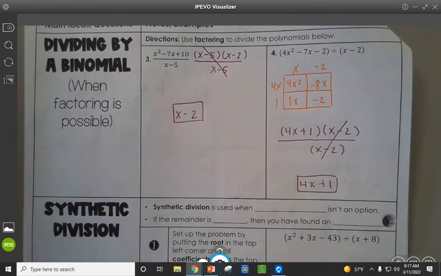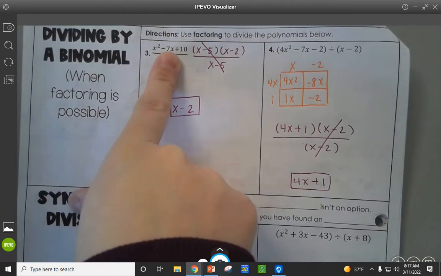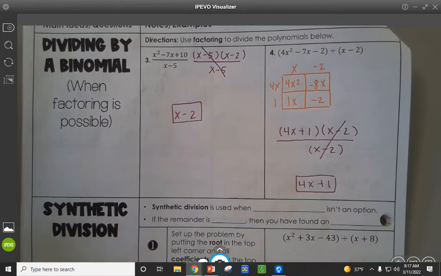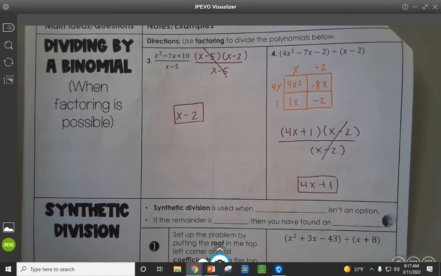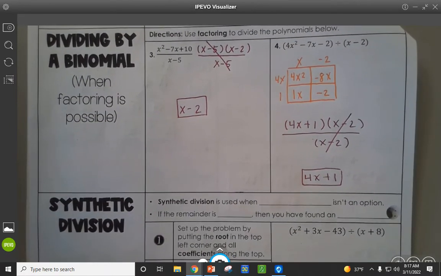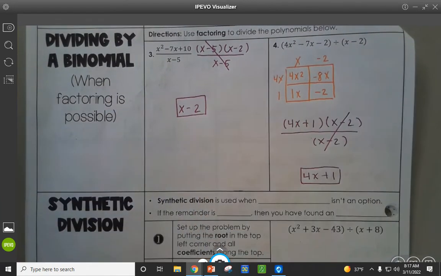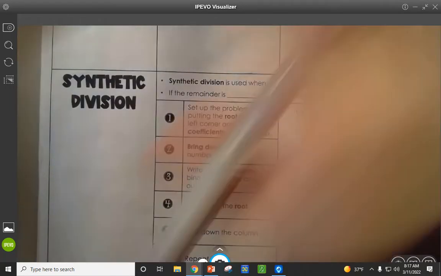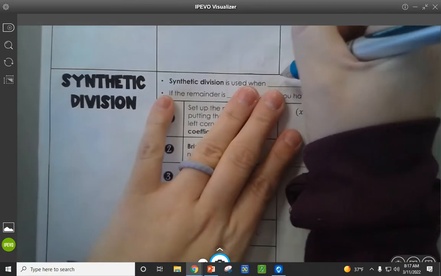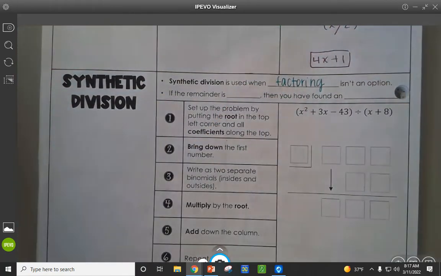Now, most of the time when you see a division problem or a fraction, fractions are basically division, it's not going to factor well. And even if it does factor, you can still do what I'm going to teach you, this synthetic division, even if it does factor. So you could always just go straight to synthetic division. So synthetic division is used when factoring isn't an option.